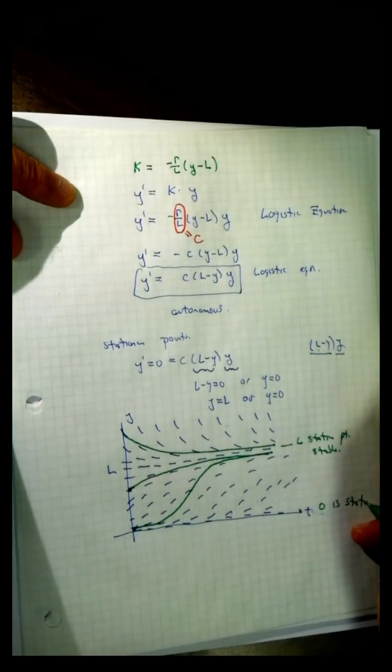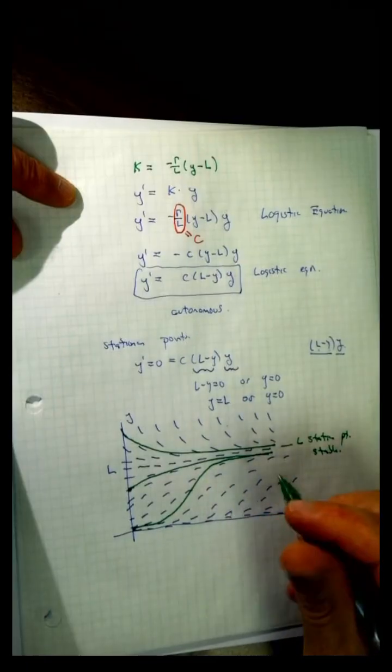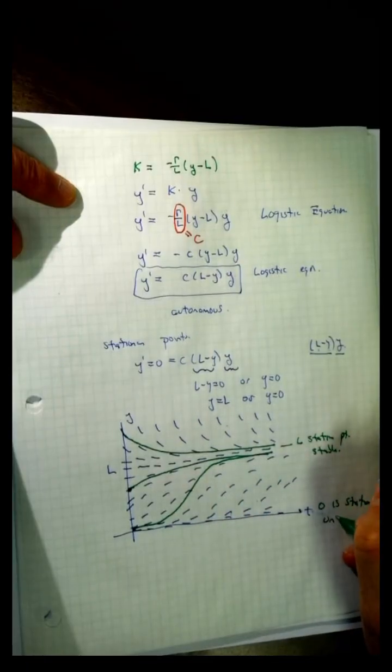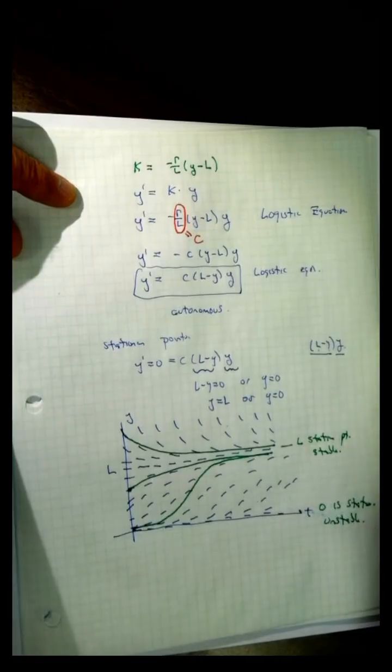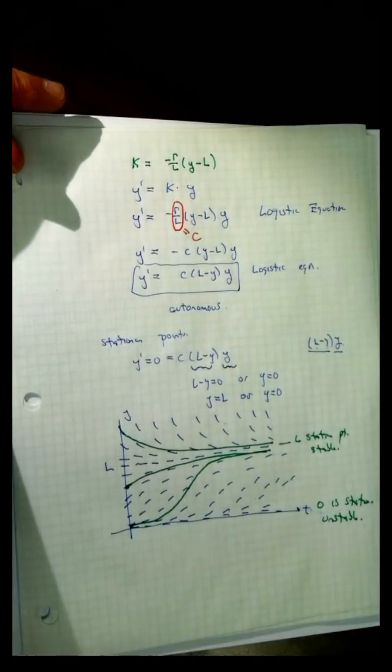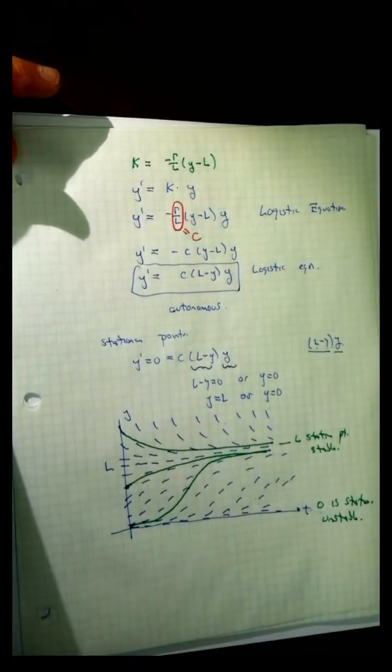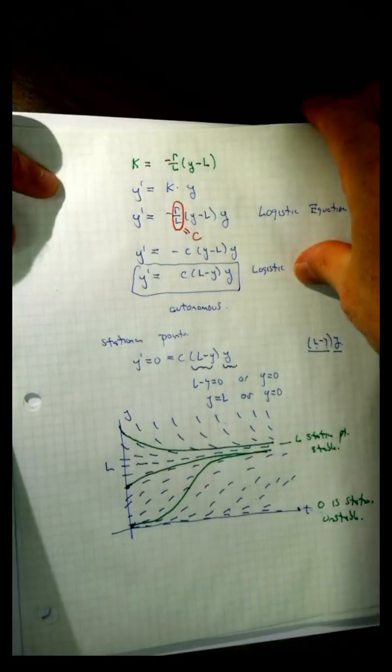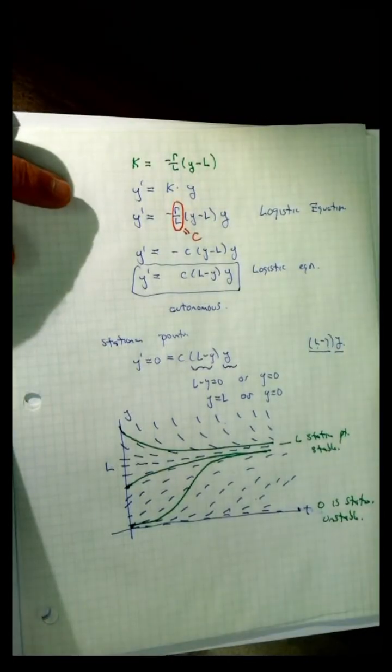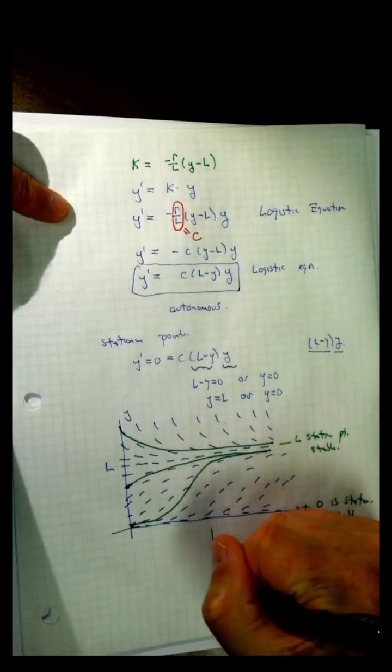0 is stationary, but notice if I get a little bit above 0, it's going to increase. So it's unstable. And I could do this in terms of the phase diagram.